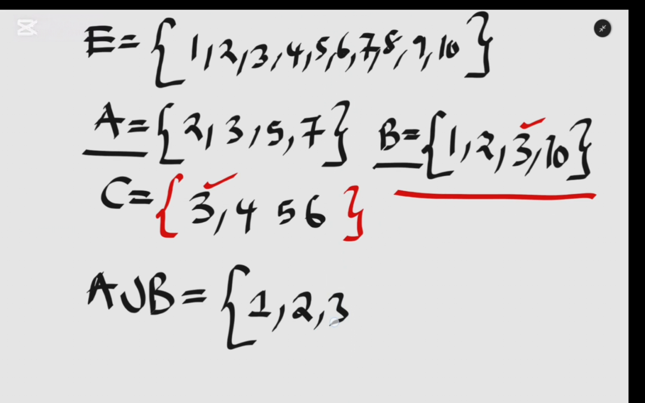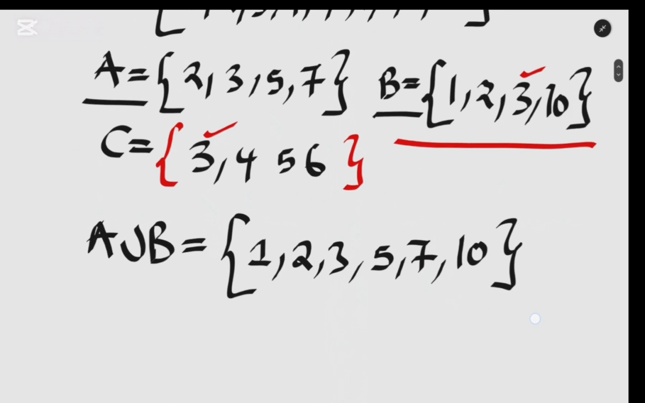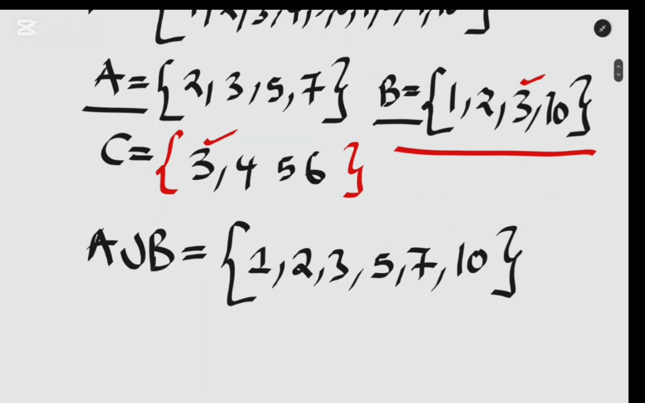And of course, going to 3. Is there 4? No, in both cases, there's no 4. So the next number is 5. Then, of course, 7. And of course, finally, 10. This is A union B. So we've just combined the elements in A and B. That is A union B. I guess there's no confusion.